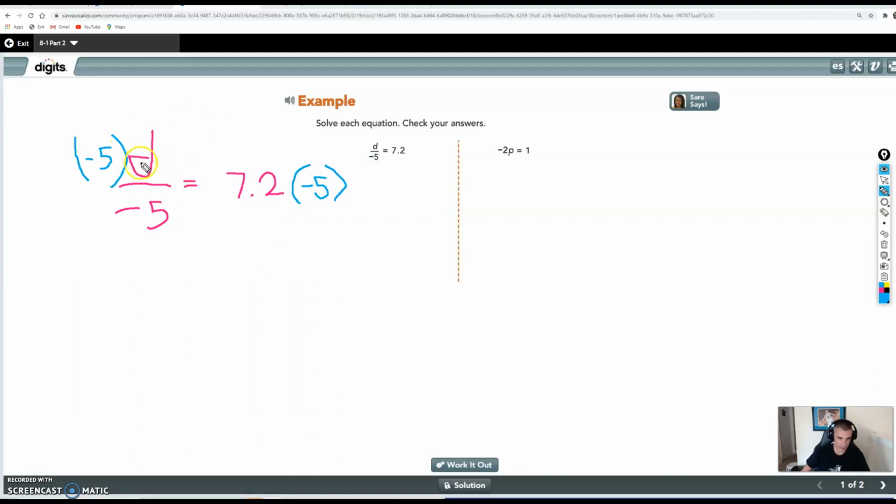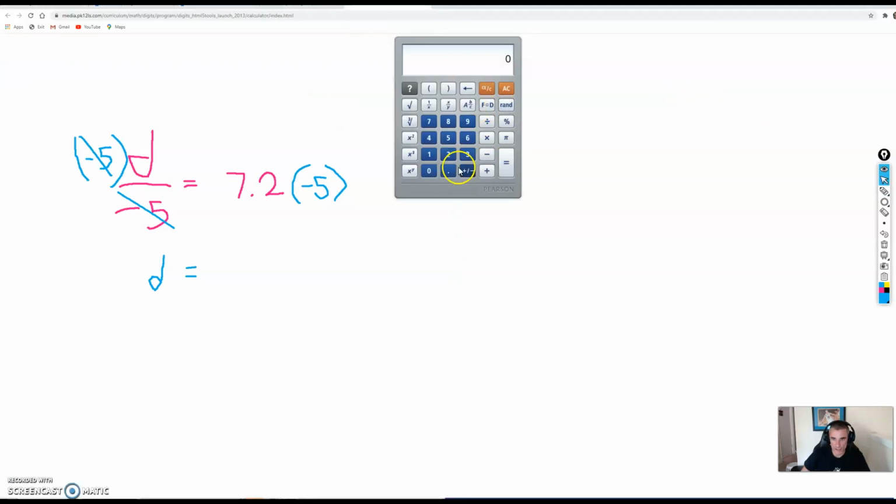All right, if I have a variable here, and I'm dividing it by negative 5, but then I'm multiplying it by negative 5, those two are canceling each other out. So again, I can cross those two off, and I'm left with just my variable. And then on the right-hand side, I now have 7.2 times negative 5. So I'll go to my calculator, 7.2 times 5, and then don't forget to put that negative afterwards. You hit this button after you type in the number. And we get negative 36. Look how nicely that works out. So in this case, my variable is negative 36.